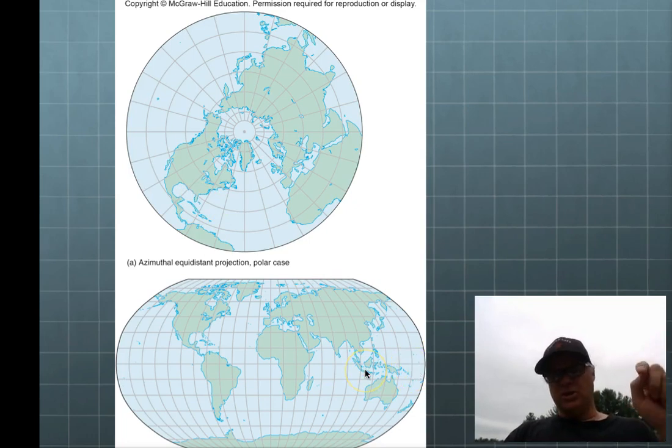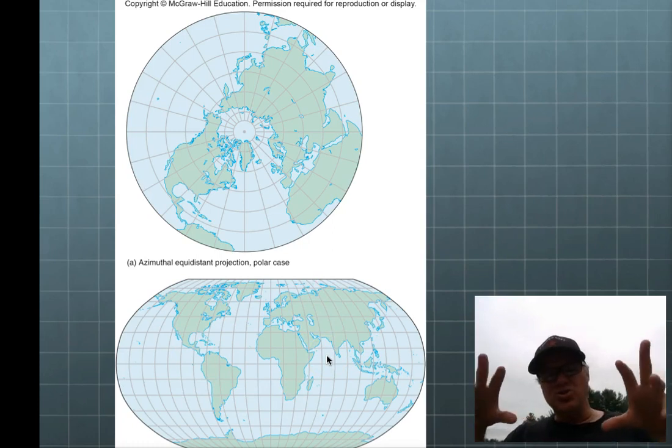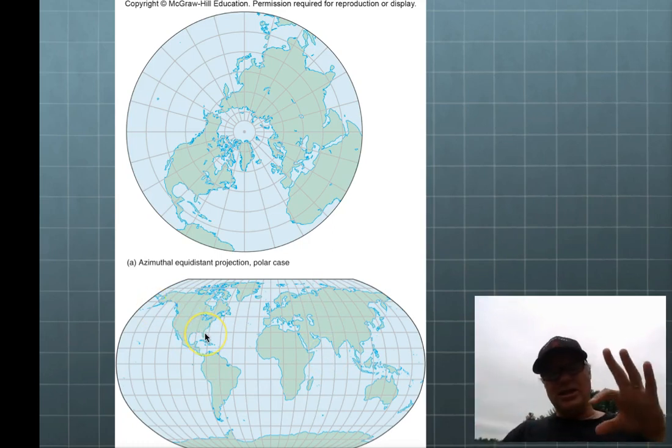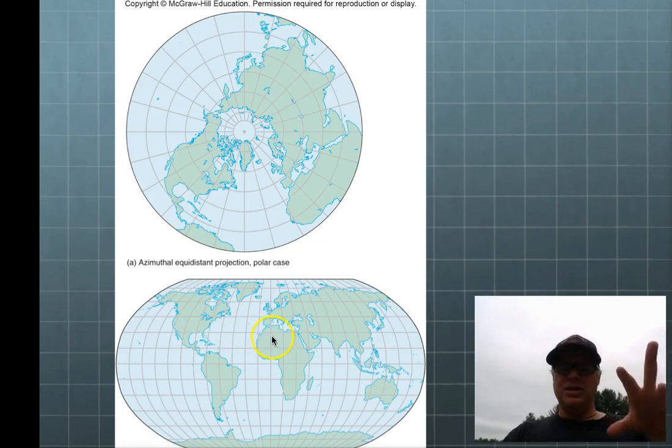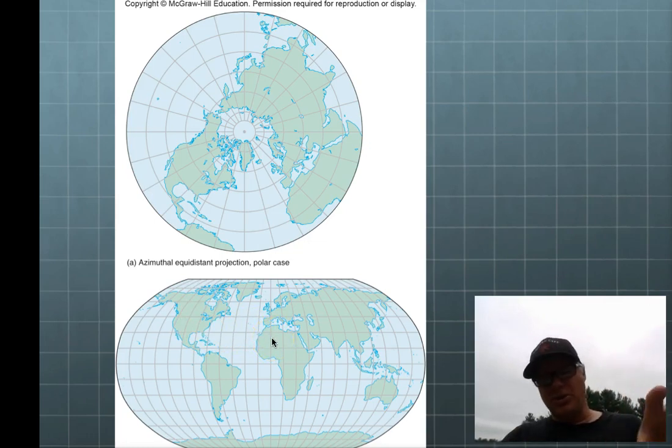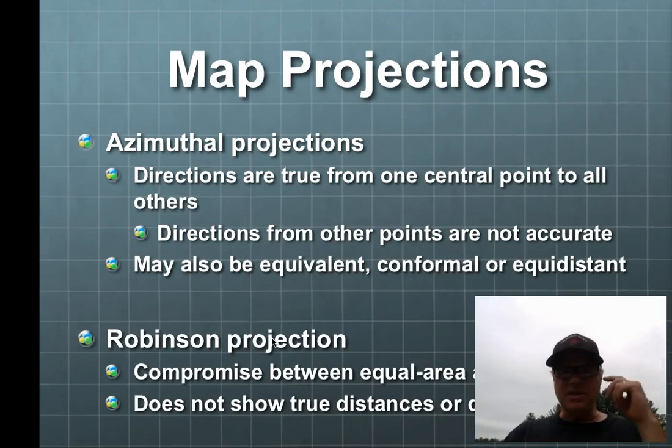Then there's another projection called the Robinson projection, which is an example where this actually doesn't have anything completely correct, but it tries to have everything not too distorted. So the shapes aren't exactly correct, but they're better. The sizes aren't completely correct either, but it's a compromise between all these different distortions. The Robinson projection is a compromise between equal area and conformal. It doesn't show true distances or directions, but it tries to be a good compromise.